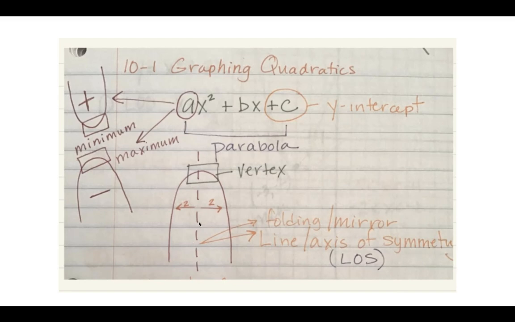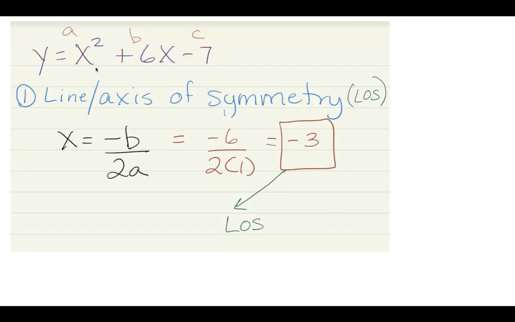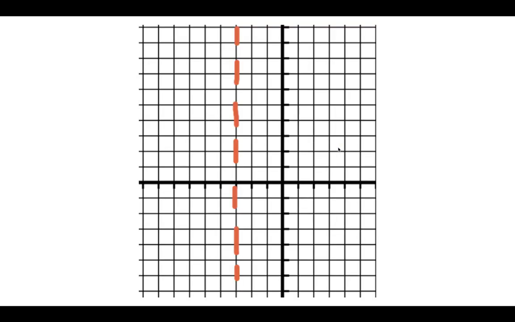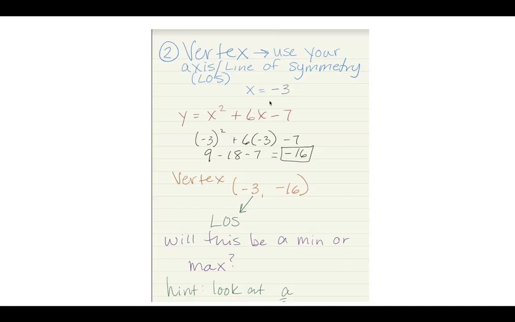That's the fold line, which will have the left and the right be on top of each other when we graph. Using this simple equation, the first thing we're going to do is the line of symmetry. Using the opposite of b divided by 2a, I plug in my numbers, the opposite of b, -6, divided by 2 times 1. I get a line of symmetry of -3. I place a dashed line on my graph at x equals -3.